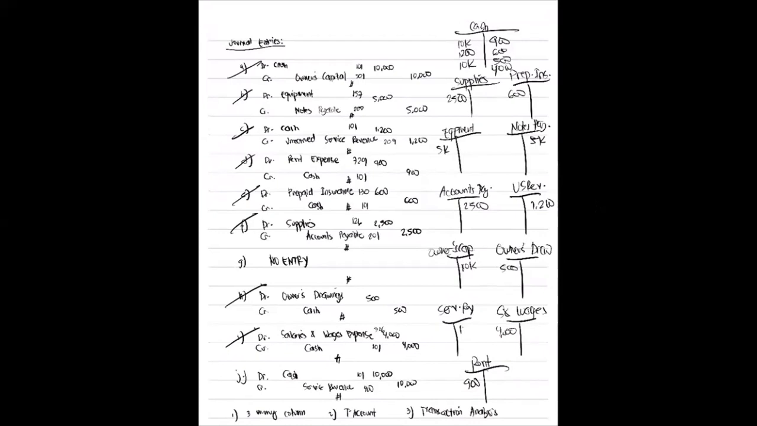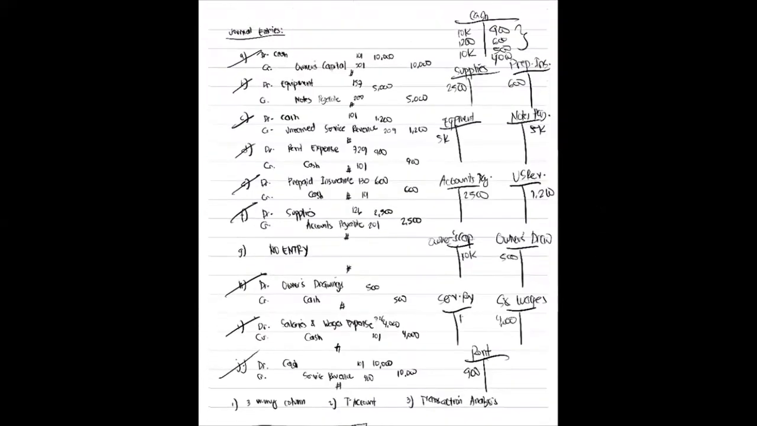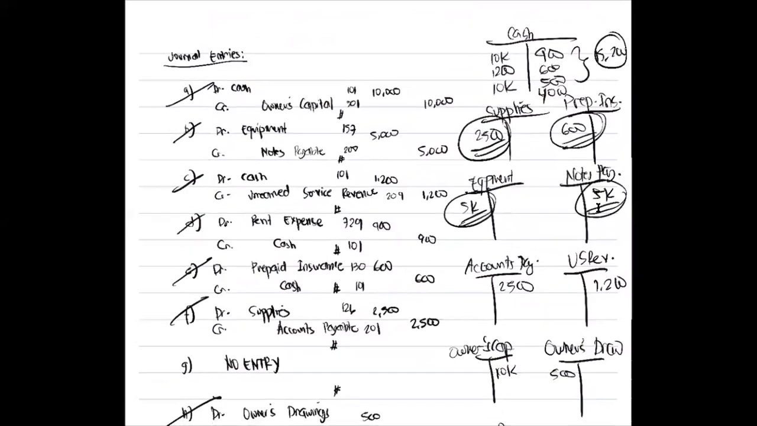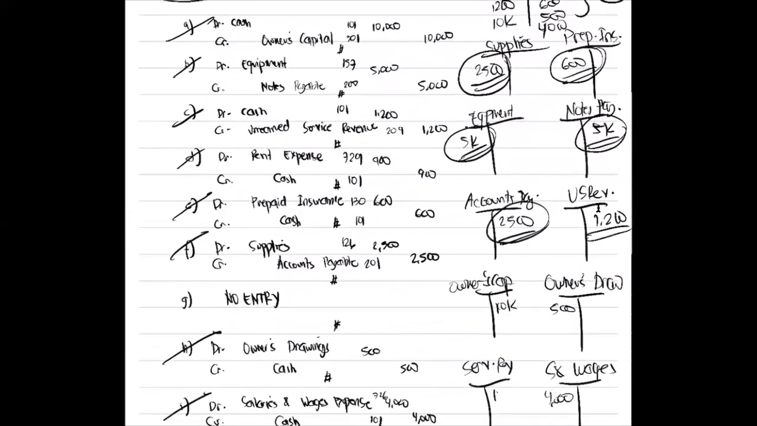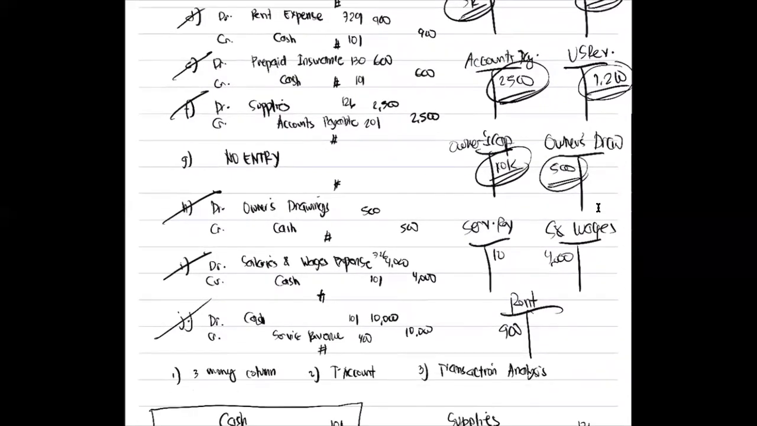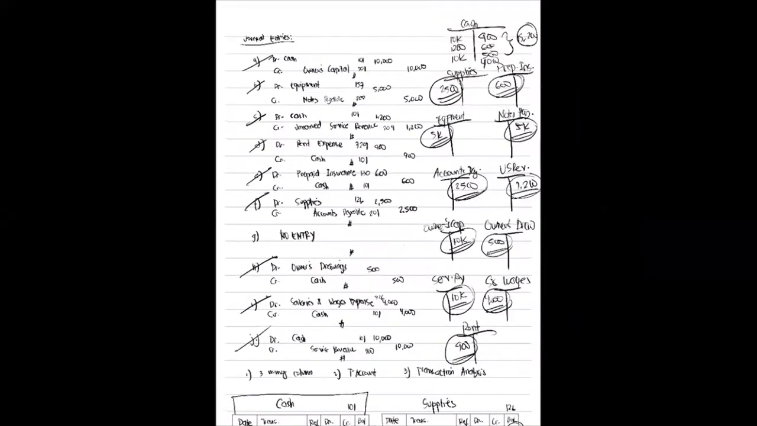So after we prepare the T accounts, just get the balances. So how much is the balance of our cash again? 15,200. This one, 2,500. This one, 600. This one, 5,000. This one, 5,000. Accounts payable is 2,500. Unearned service revenue is 1,200. Owner's capital is 10,000. Owner's drawing is 500. Service revenue is 10,000. Salaries and wages is 4,000. And rent is 900. Okay, so we try to compare.